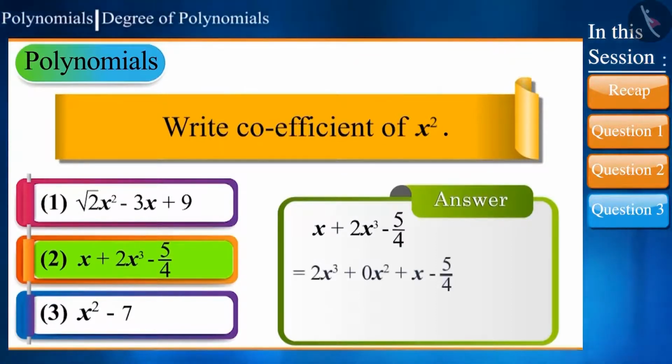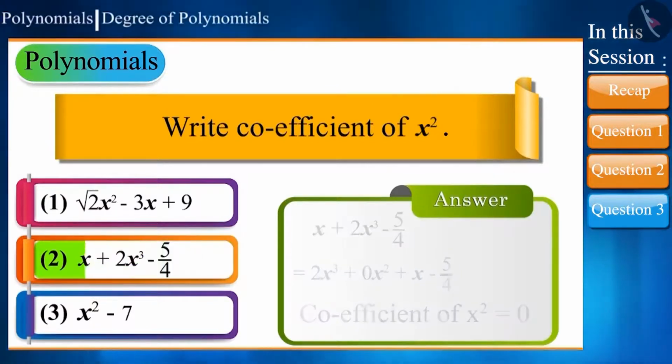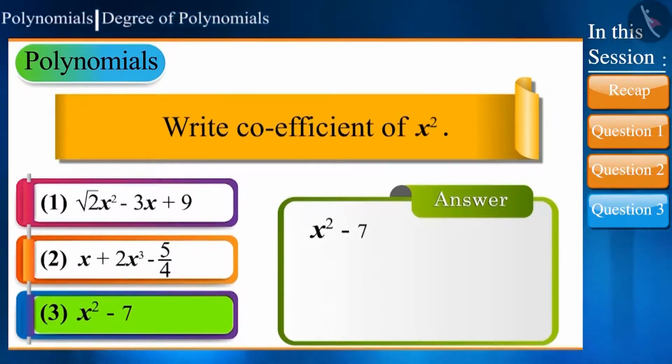This expression can also be written like this, where the coefficient of x square is 0 and hence this complete term is 0. In an expression of polynomial, if the x squared term is not present, then its coefficient will be 0. The next polynomial is x square minus 7. Will the answer be 0 in this case also? No. If x to the power of 2 has no coefficient, its coefficient is taken as 1, because on multiplying any term with 1, we get the same term.